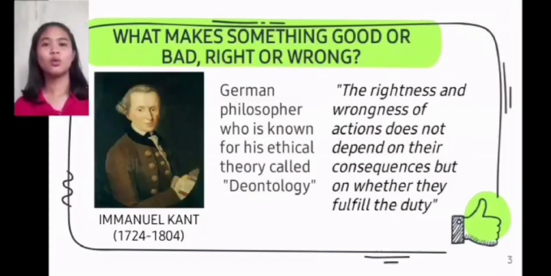So next, what makes something good or bad, right or wrong? One answer for this question comes from the work of German philosopher Immanuel Kant, who is known for his ethical theory called deontology. According to his theory, the rightness and wrongness of actions does not depend on their consequences, but on whether they fulfill the duties. In Immanuel Kant's philosophy, we are bound by a universal law, a set of duties that are entirely rational and don't allow for any exemption.